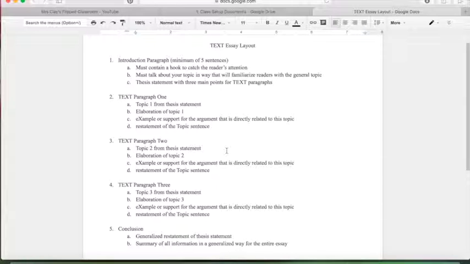Now, you do the same for paragraphs 2 and 3. Now, conclusions, I hate writing conclusions. I've been writing a long time. I still hate to write conclusions. This is going to be a generalized restatement and summary of what you've written. I always feel like once I've already said it, I don't need to repeat it, but you have to have a conclusion. And we're going to work on conclusions as we move through the semester.